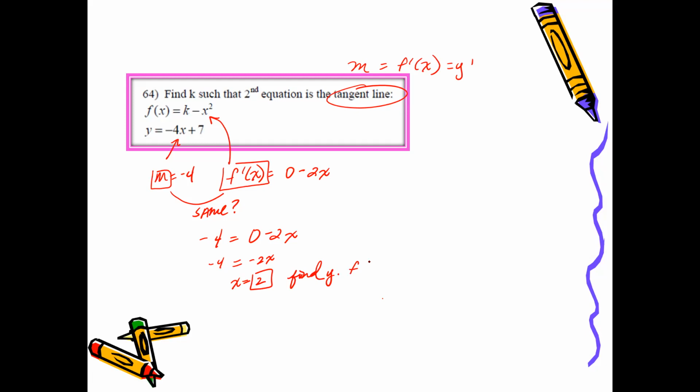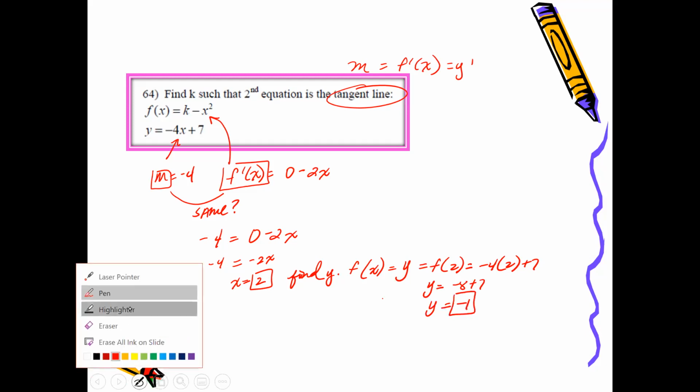Because you have f of x equals k minus x squared. Oh, you know what? You don't want to use that. Not the first one. You wouldn't be able to use the first equation because even if you plugged in for x, you still don't know what k is. So you actually use the second equation. So the second equation is f of x, which is equal to y. And if I plugged in the 2, that would be -4 times 2 plus 7. So y is equal to -8 plus 7. y is -1.